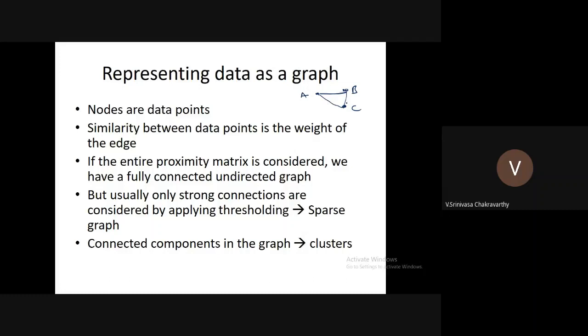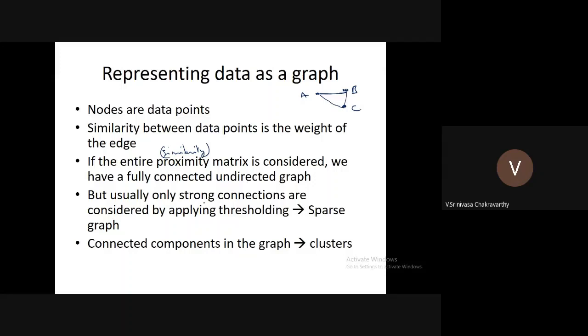So if you have n points, then you will have order n square connections. Your proximity matrix, or you can also call it the similarity matrix, will have n square entries. You can ignore the diagonal entries. If it's undirected, you will have n into n minus 1 by 2. But we don't need a complete graph in general, because when you do clustering, you don't have to consider point pairs which are very far off from each other. So in the similarity matrix, we don't have to consider entries which are very small, which represent points which are very far from each other.